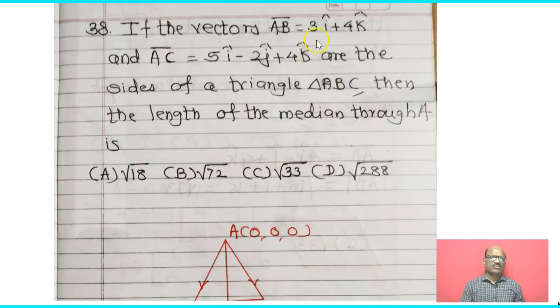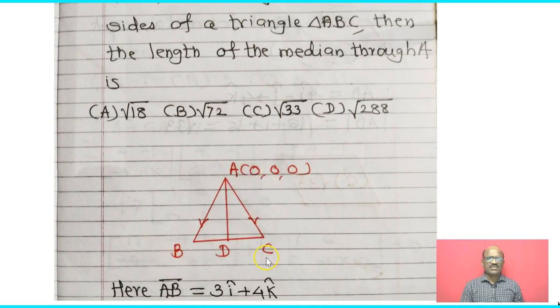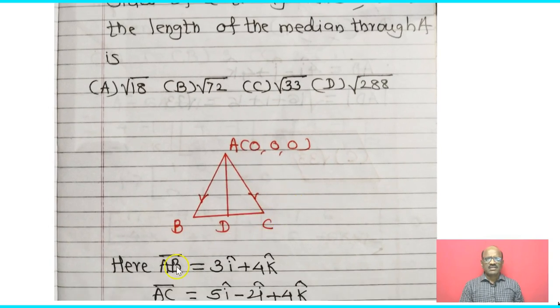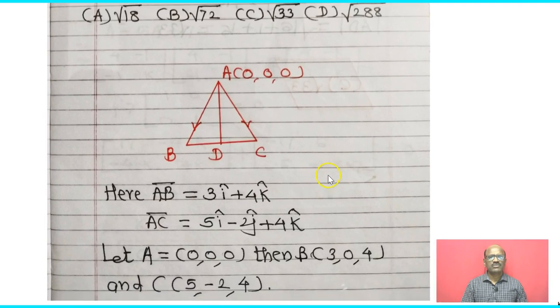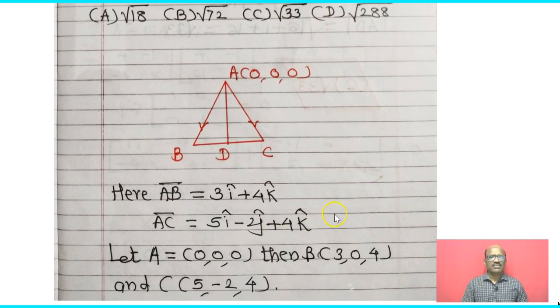If the vector AB bar equals 3i cap plus 4j cap and AC bar equals 5i cap minus 2j cap plus 4k cap are the sides of the triangle ABC, then the length of the median through A is: root of 18, root of 72, root of 33, or root of 288. Now this is a triangle ABC, and AD is the median. Here the vector AB bar equals 3i cap plus 4k cap, and AC bar equals 5i cap minus 2j cap plus 4k cap.